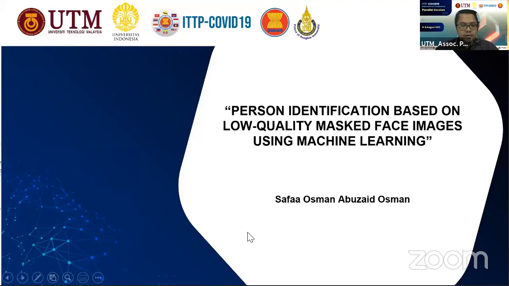10 minutes for the first presenter, Safa Osman Abu Zaid Osman. The paper title is Person Identification Based on Low Quality Mask Face Image Using Machine Learning. Okay, Safa, now you can start. The floor is yours. Thank you.